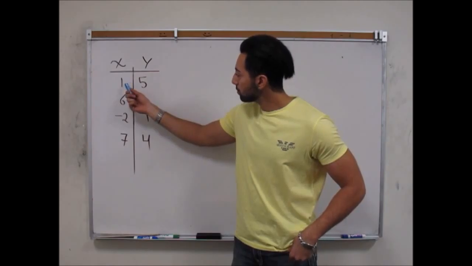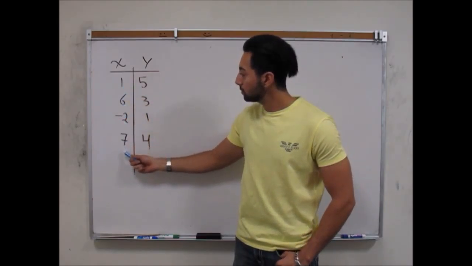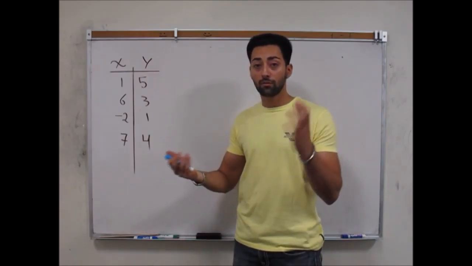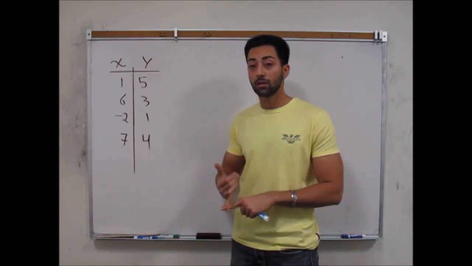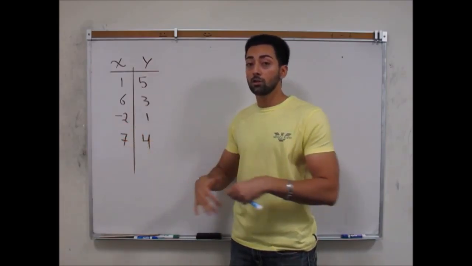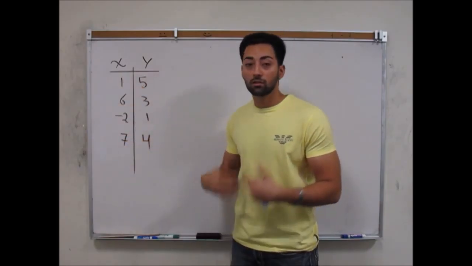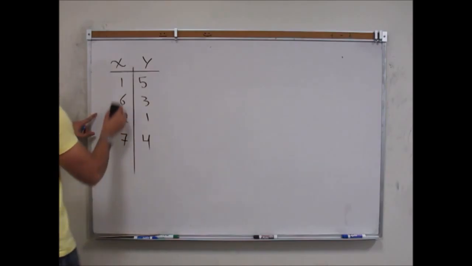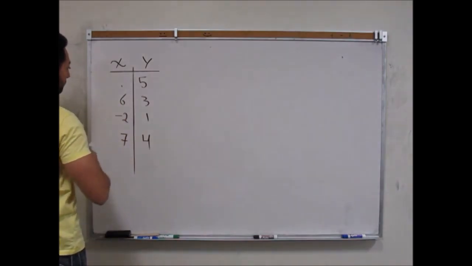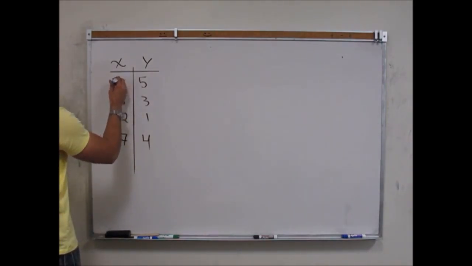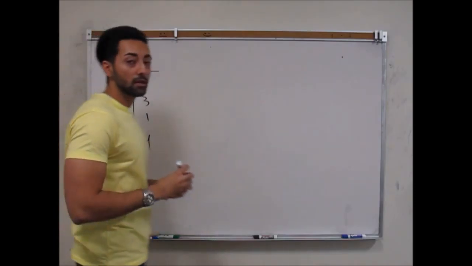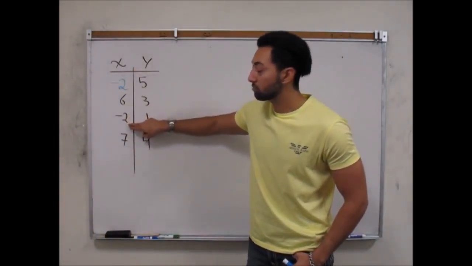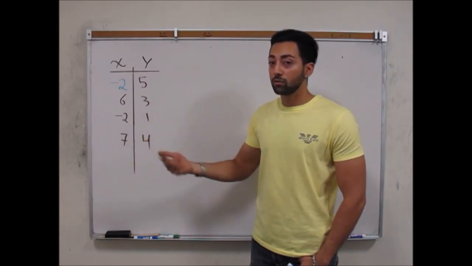As you can see here, there's no inputs that repeat, so you could just tell that it's a function by that case, because the function definition says every input has exactly one output. So if you don't have an input repeating, you don't even have to worry about that. But for example, if I wanted to change this 1 to a -2, then I would have to consider if it's a function or not, because I have 2 inputs repeating. Then that would grab my attention.